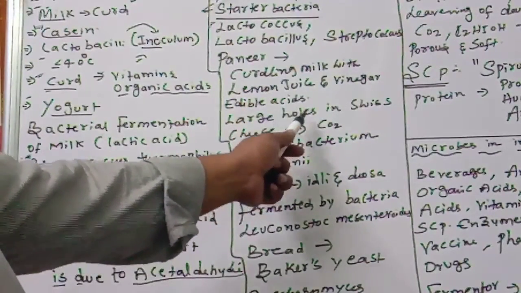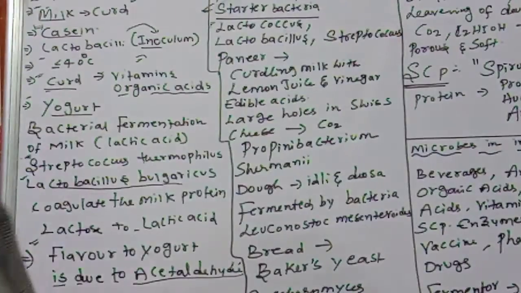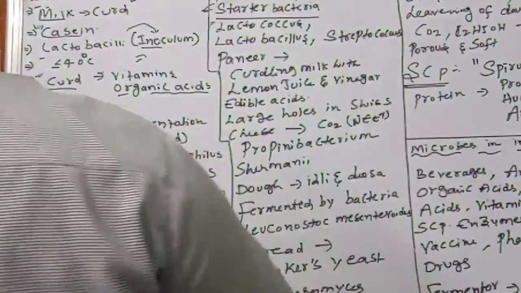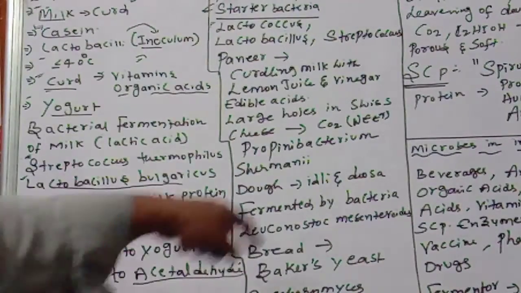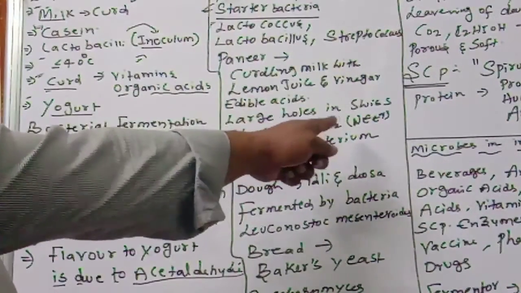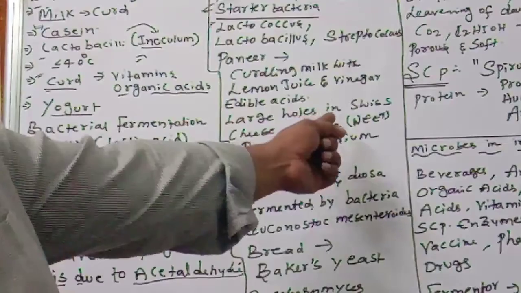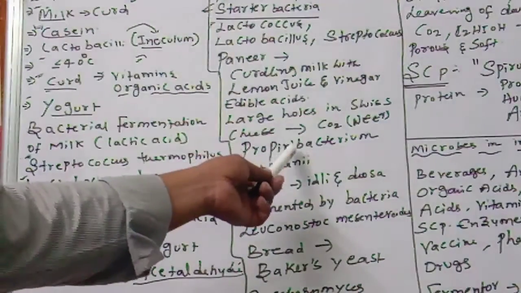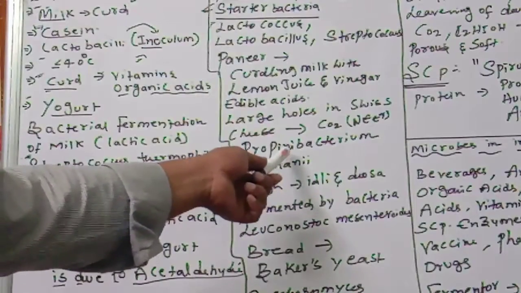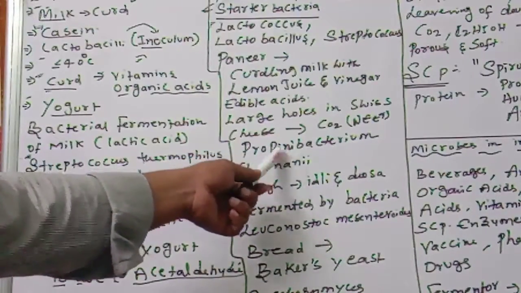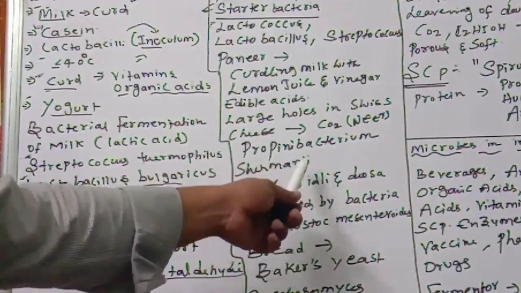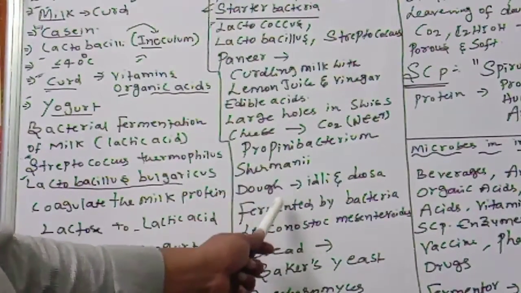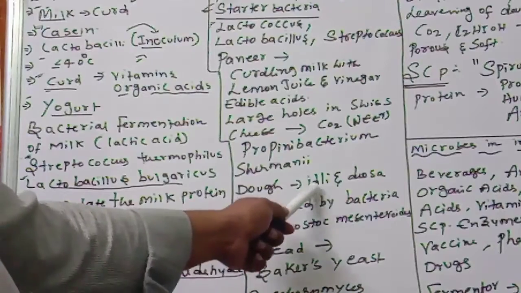Large holes in Swiss cheese. This was asked last year in NEET. Why are there large holes in Swiss cheese? Because of carbon dioxide formation, which makes the large holes. These are the things you should remember. Which bacterium is used for this? Propionibacterium shermanii. What is the bacterium's name? Propionibacterium shermanii.